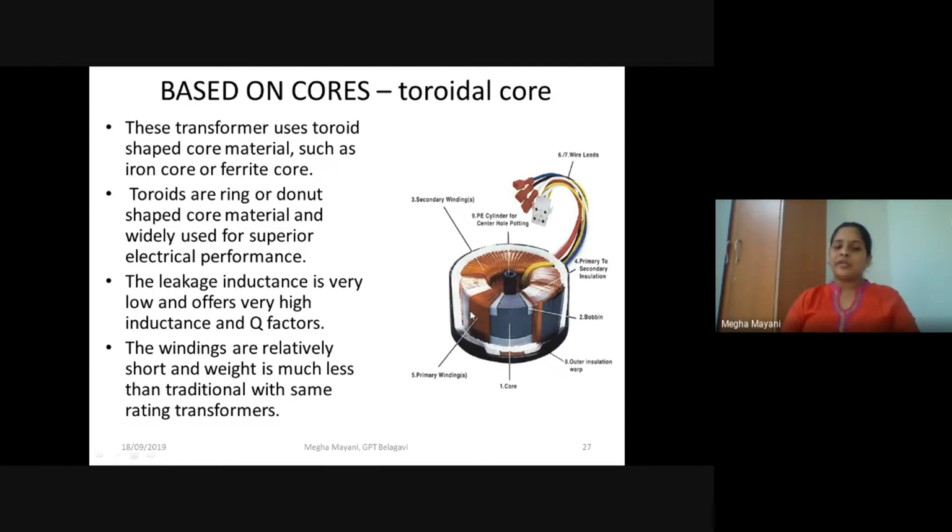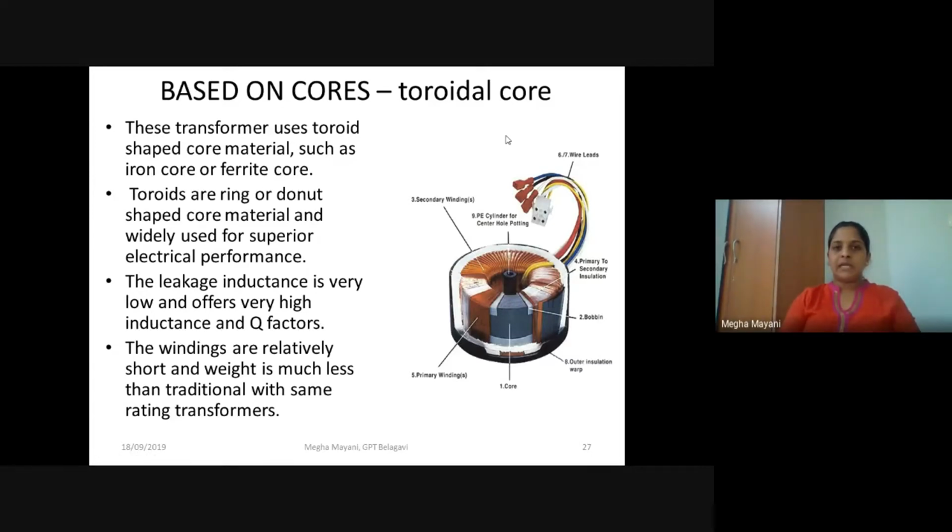And these are more superior compared to the other shapes because the leakage inductance in such round structures, as we know, is very small. So the leakage inductance is very low in ring structures. Hence, these offer high inductance and good quality factors. The windings are very small and less in weight. Hence, these find applications where the devices are to be of low weight and smaller size. So this is about the toroidal core transformer.